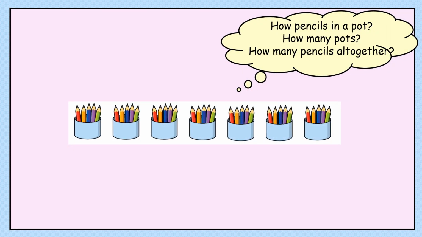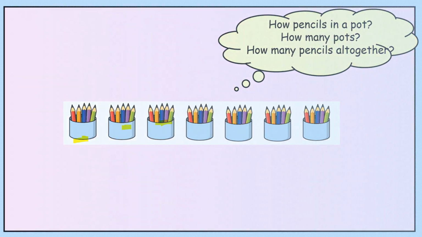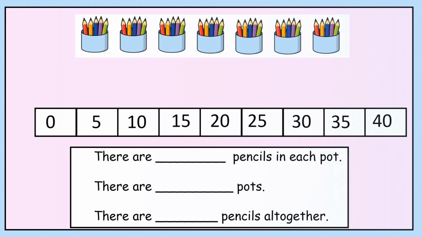Now we have some pencils. So I have 3 questions for you again. How many pencils are in each pot? How many in here? How many in here? How many in here? How many are in each pot? How many pots are there? And then how many pencils are there all together? So first you can write down how many pencils in a pot. Then how many pots are there? And then finally, count by 5s and find out how many altogether.